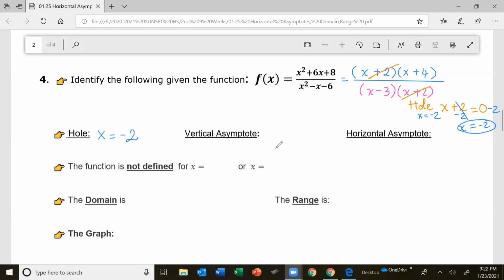So let me go ahead and write this right here. Before I forget, the vertical asymptote is going to be the factor that's left over at the bottom, right? So this is what we're going to label the vertical asymptote.